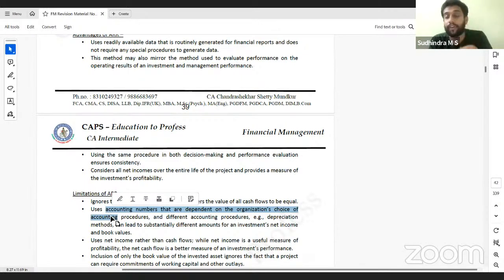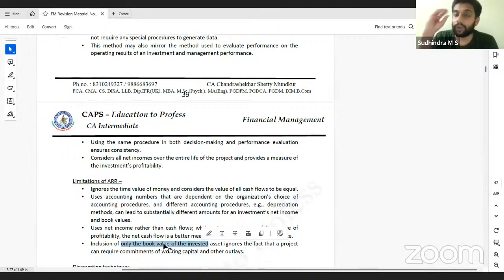Normally, for investment decisions, what have we discussed? Cash flow is a better measure for the purpose of evaluation. And there is inclusion of only the book value of the invested asset. That means we are only focusing on the book value of the asset. We are ignoring the incremental working capital. We are only focusing on P&L.